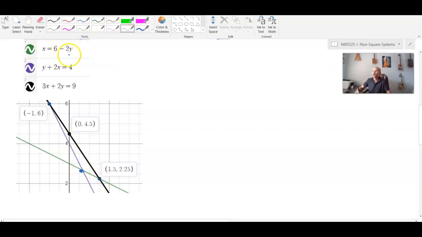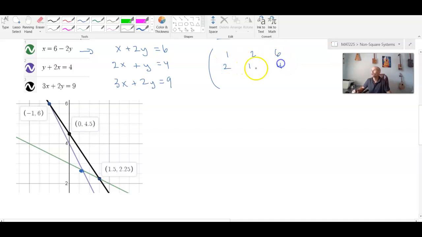So I'm going to be a little bit careful here because this equation at the top is not written in the form that I need to be able to put it into an augmented matrix. So I'm going to add 2y to the left, get x plus 2y equals 6. I'll rearrange this while I'm at it. 2x plus y equals 4. 3x plus 2y equals 9. And so my matrix is going to be 1, 2, 6, 2, 1, 4, 3, 2, 9. And I think I'm good. I like the order of this.